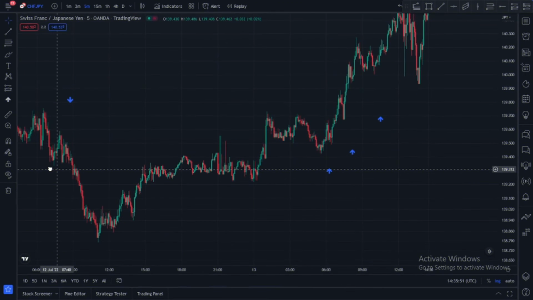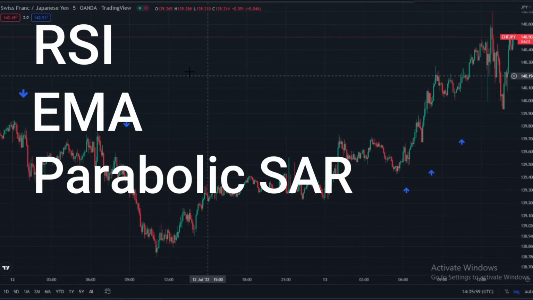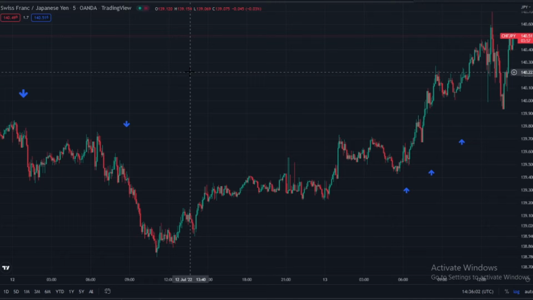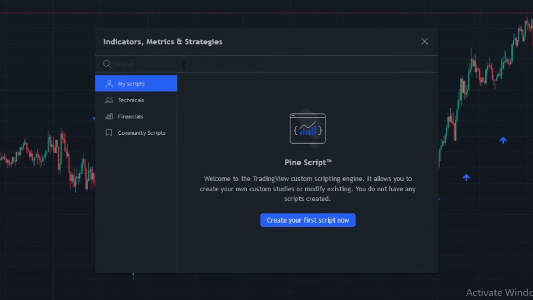Our strategy today consists of 3 indicators: RSI, EMA, parabolic SR. We add these indicators to the chart from the indicator section and make some settings on these indicators.